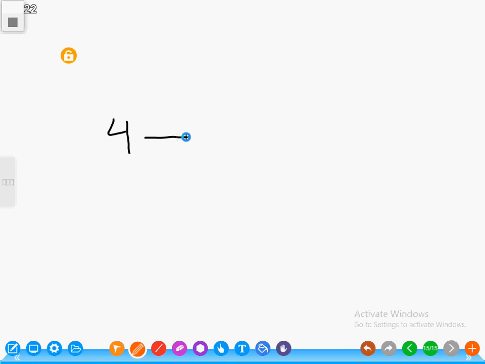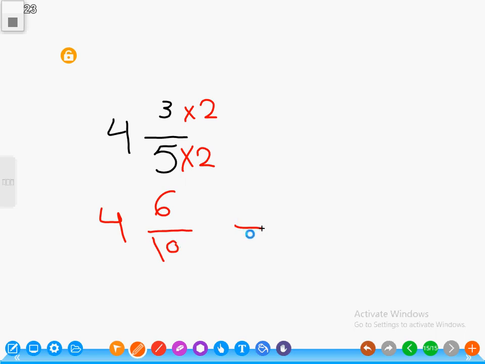4 and 3 over 5. Let's convert it to a decimal number. What can we do? Yes, 5. Which is the friend with 5? 2. So 4, 3 by 2 equals 6, 5 by 2 equals 10. So now we can write it as a decimal number, 4.6. Count how many zeros? 1. So we will put the decimal point after 1 digit, after 6 here. So it equals 4.6.